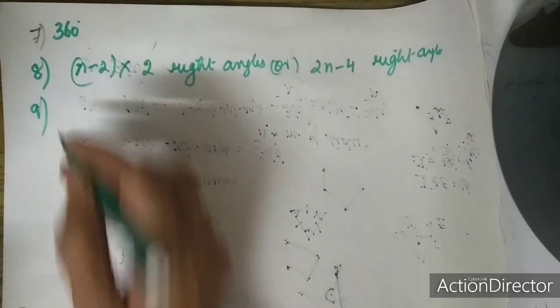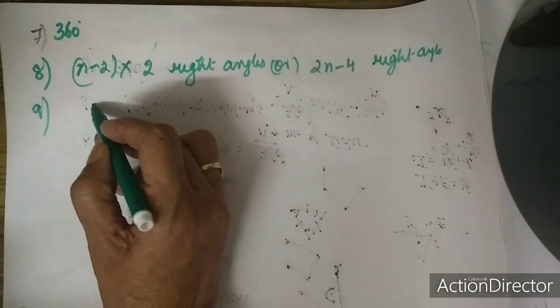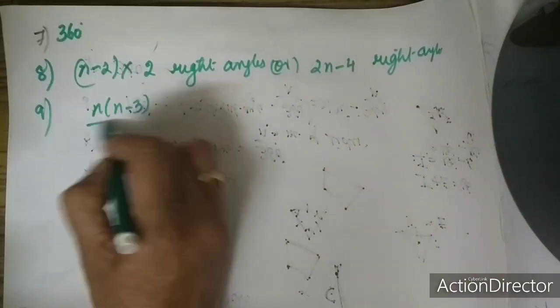Next, question number 9. Number of diagonals in a polygon of n sides. The formula is n into n minus 3 upon 2.